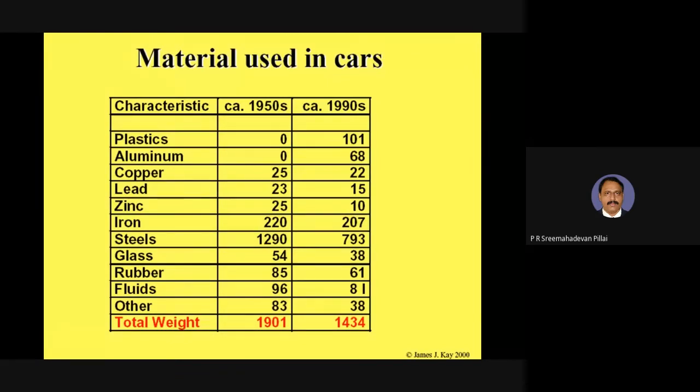Common man couldn't afford an aluminum vessel in the early 20th century. But only in the second half of the 20th century, aluminum has become so cheap. Now it is pretty cheap. Anybody can afford to have some aluminum vessels. And copper also slightly reduced. Lead is highly reduced. Why?